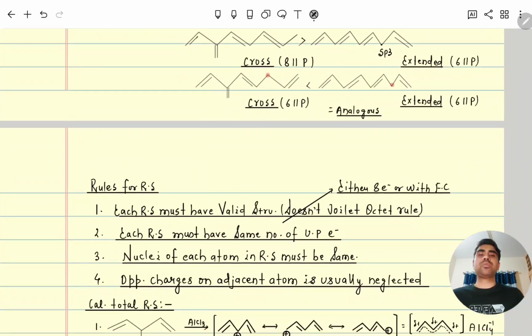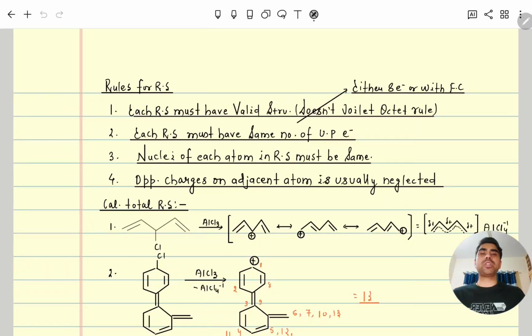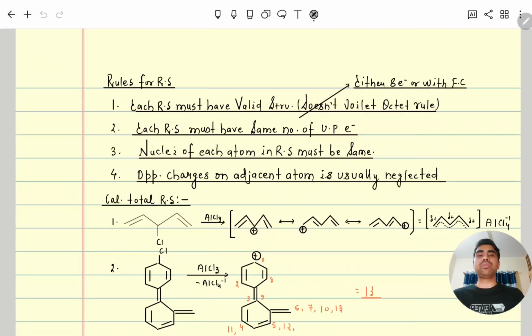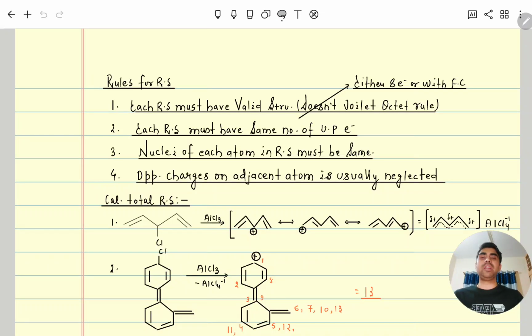That's it. Next, rules for resonating structures. In questions they will give you 4 resonating structures and ask which resonating structure is valid. So what are those rules? All those rules you must remember and apply in sequence. Each resonating structure must be a valid structure, meaning it must follow the octet rule. Octet rule means if it is neutral, it must have 8 electrons, or if it has a plus or minus formal charge, it should still be valid along with the octet rule.